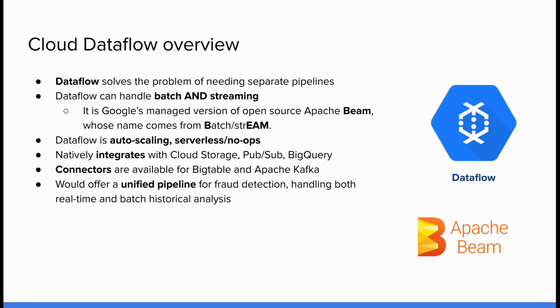And using the example of fraud detection again, Dataflow would enable a unified pipeline for fraud detection by handling both the real-time and the historical data seamlessly. As new transactions occur, they are processed in real time, allowing for the immediate detection of suspicious activities, and meanwhile, historical data can be processed in batch mode, providing a baseline for comparison.